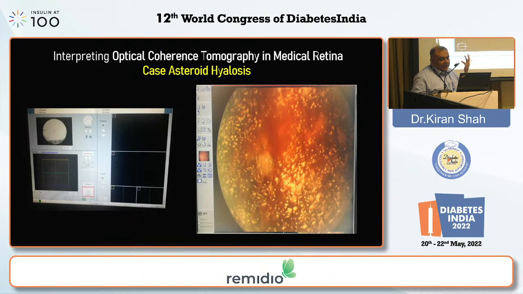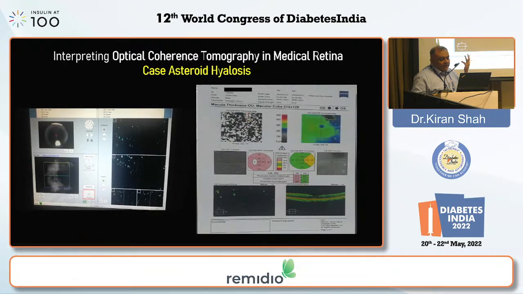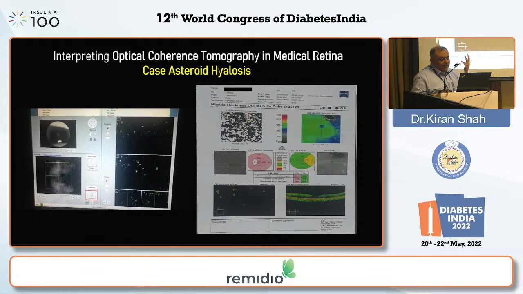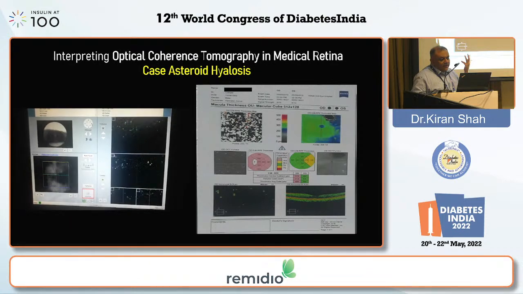They do not affect the vision, and unless and until they affect the vision, you're not supposed to do ideally anything out there. Okay, so we did an OCT scan out here, and you can see they are basically like asteroids falling from the sky. So this is how the report will look like. That's why it's called asteroid hyalosis.